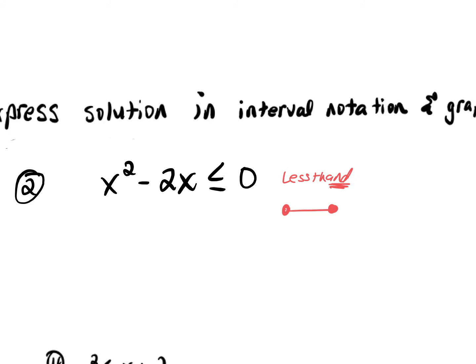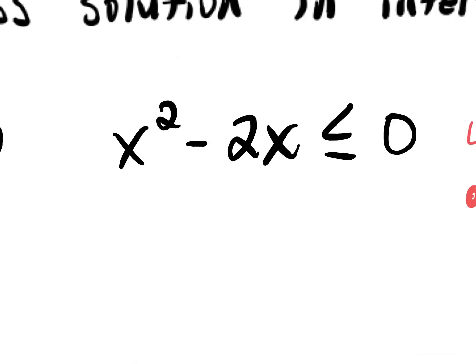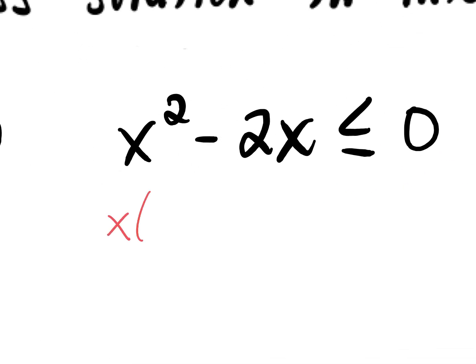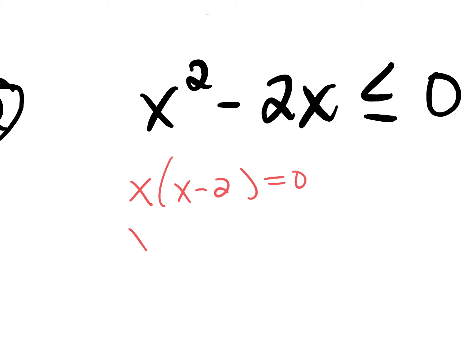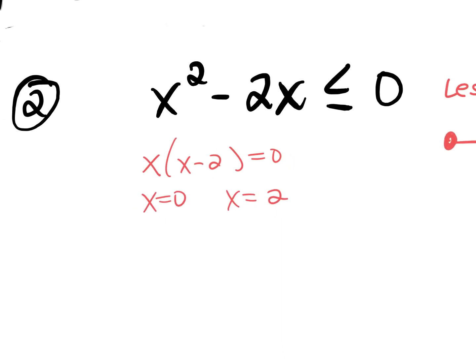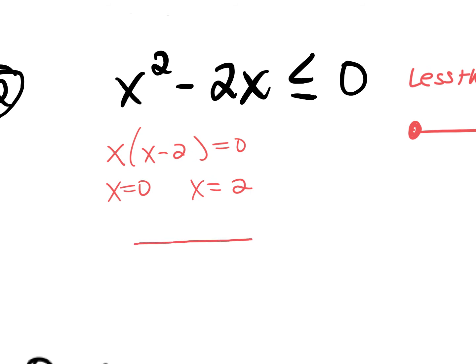Okay, so now let's factor. What can I take out of x squared minus 2x? X. And I'm left with x minus 2 equals 0. Yep. So now set each piece equal to 0. I have x equals 0 and I have x equals 2. Agreed? All right. So you've got your two numbers to put on here. I got 0 and I got 2. Remind me again what kind of dots I have?